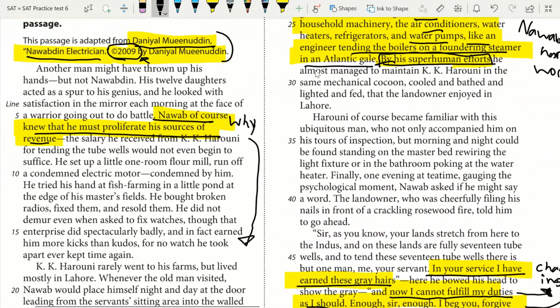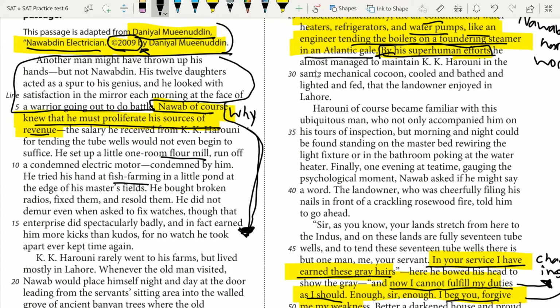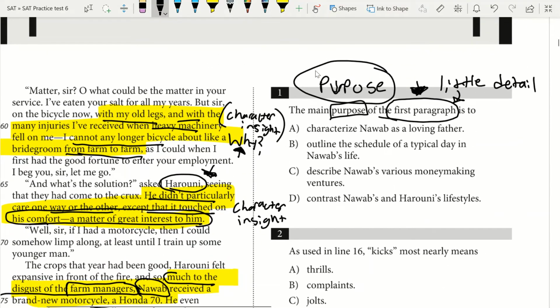Well, we know that when we go to that first paragraph, pretty much most of what we talk about is all of Nawab's attempts to proliferate his sources of income, right? We talk about him fixing watches, him starting fish farming, him running a flour mill. So really all of it, except for this part right here, is describing ways that he's trying to improve his income. Okay, so that's really the main focus of that first paragraph. So the purpose of it is going to be C, to describe Nawab's various money-making ventures, because we describe all of them.